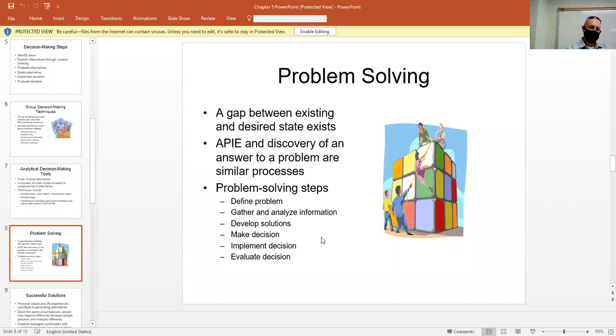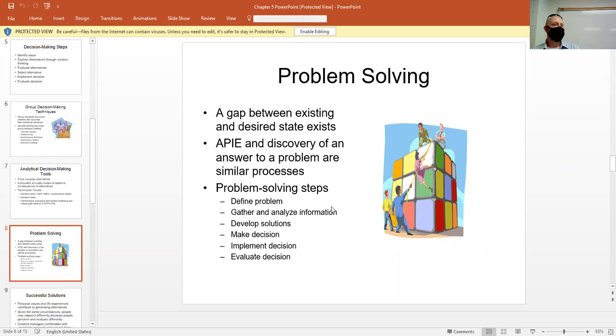And API and discovery of an answer to a problem are similar processes. We talked about how that is tied together and how it's so similar, in the way it's formulated and the way it happens. We have to define a problem, gather and analyze info, develop solutions to it, then we make a decision, and then there we go again. We're going back over the same information, but it's important, and the main steps and good important information for you to remember. Test time. Then you're going to implement the decision and evaluate the decision.